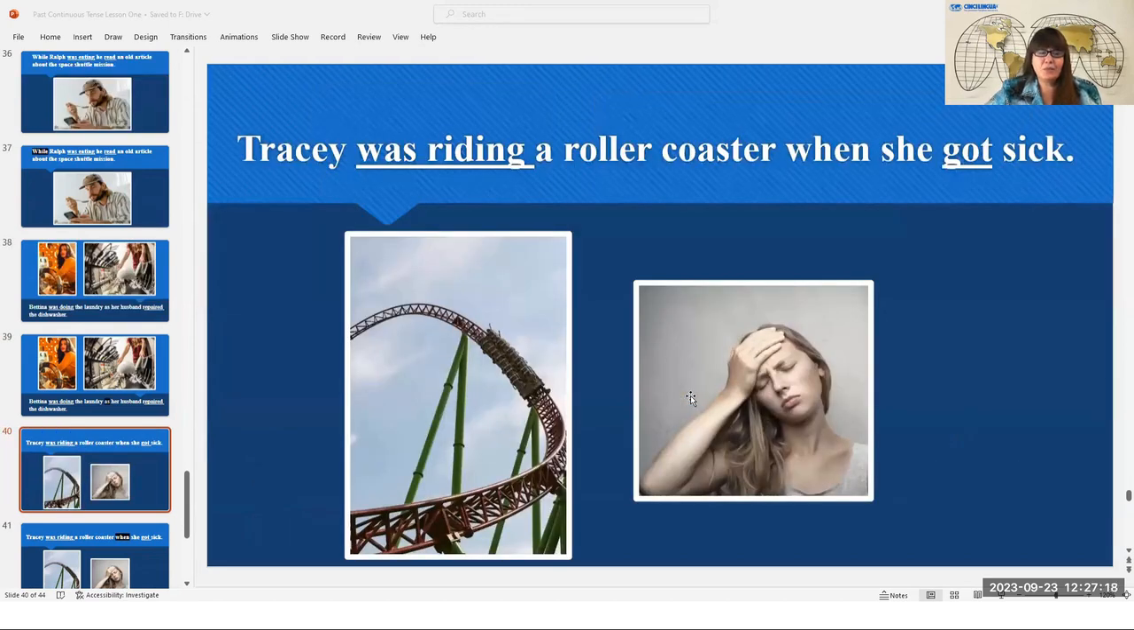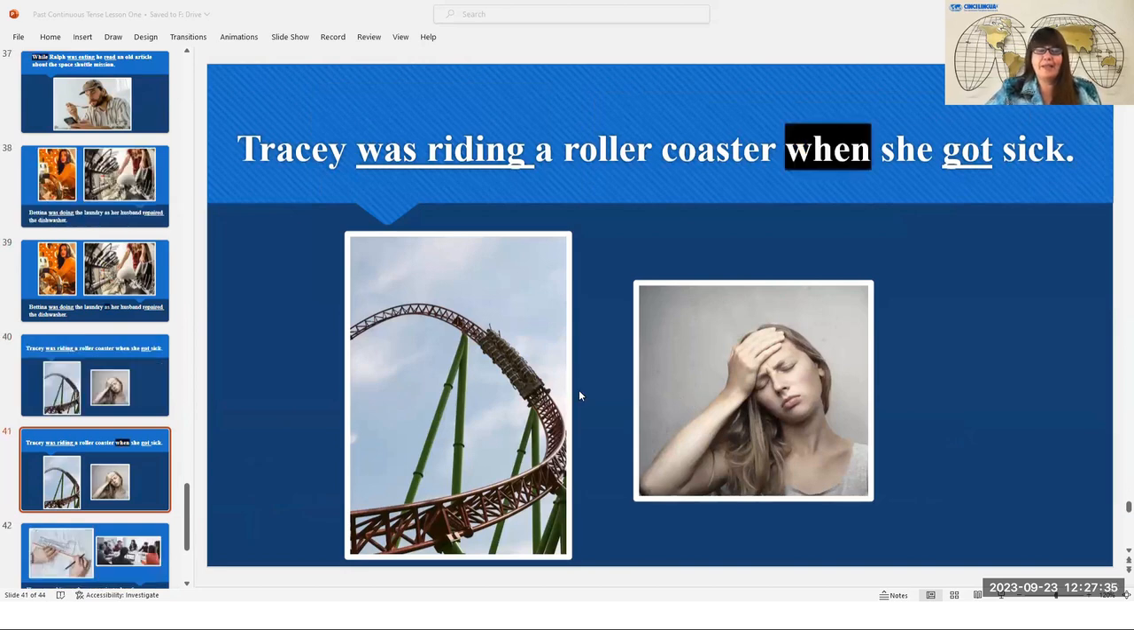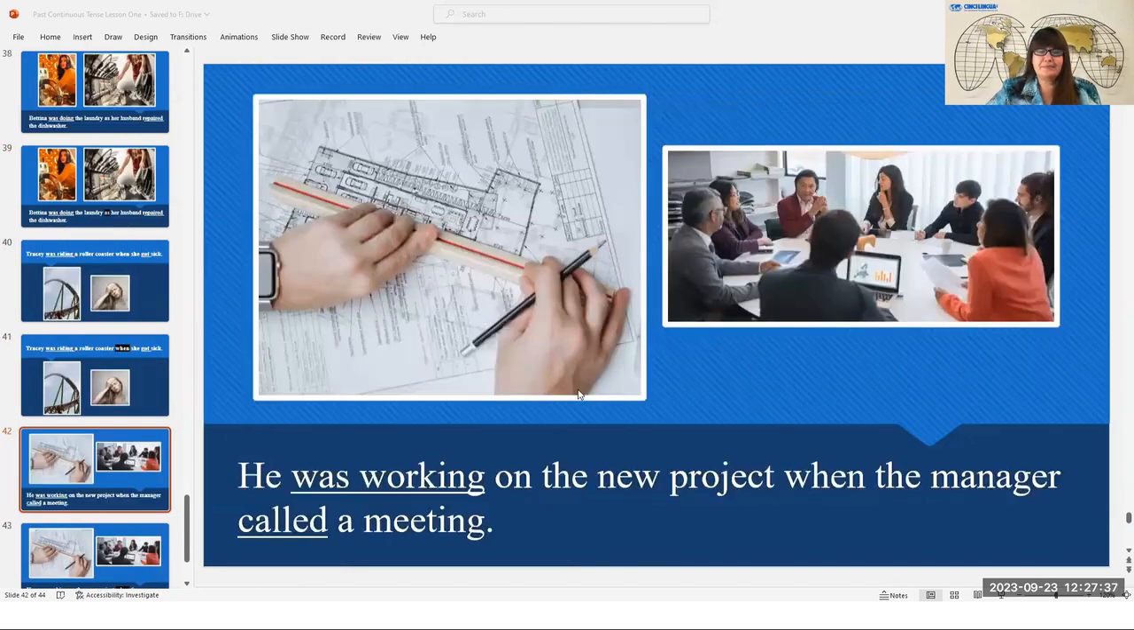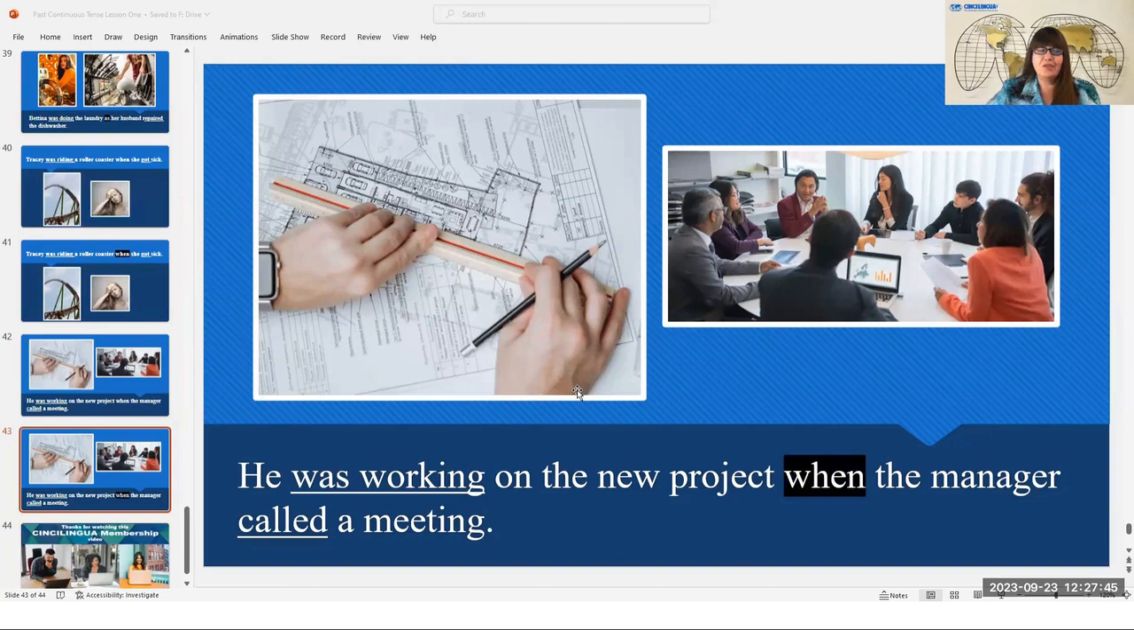Tracy was riding a roller coaster when she got sick. So she was okay when she got on the roller coaster. Everything was fine, and suddenly she got sick. When she got sick. He was working on the new project when the manager called a meeting. Using when.